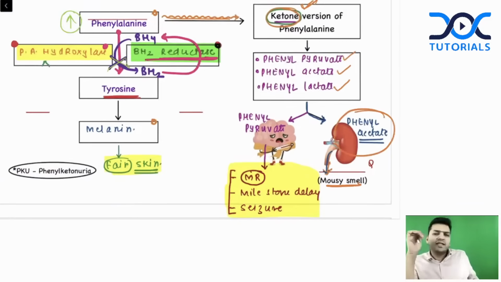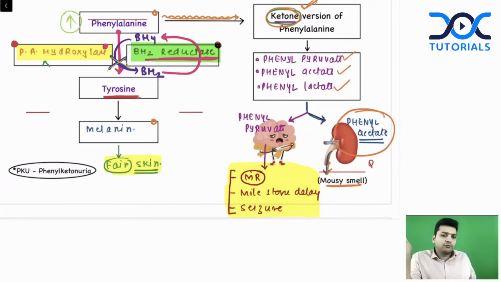So they give the MCQ like this: there is a child, and the mother is saying that whenever she changes the diaper, a very bad smell is coming from the diaper. They don't use the word mousy or musty, they say bad smell. The bad smell in the urine means phenylketonuria.